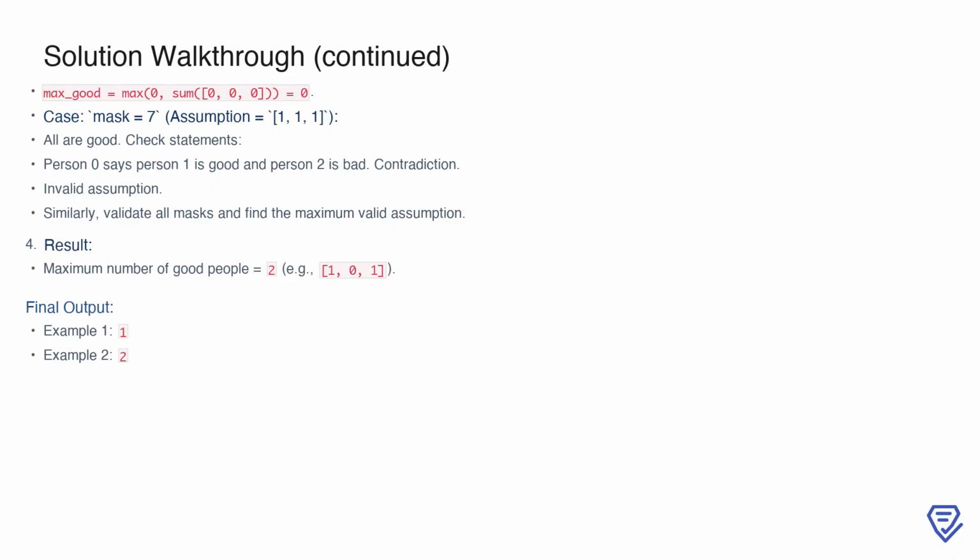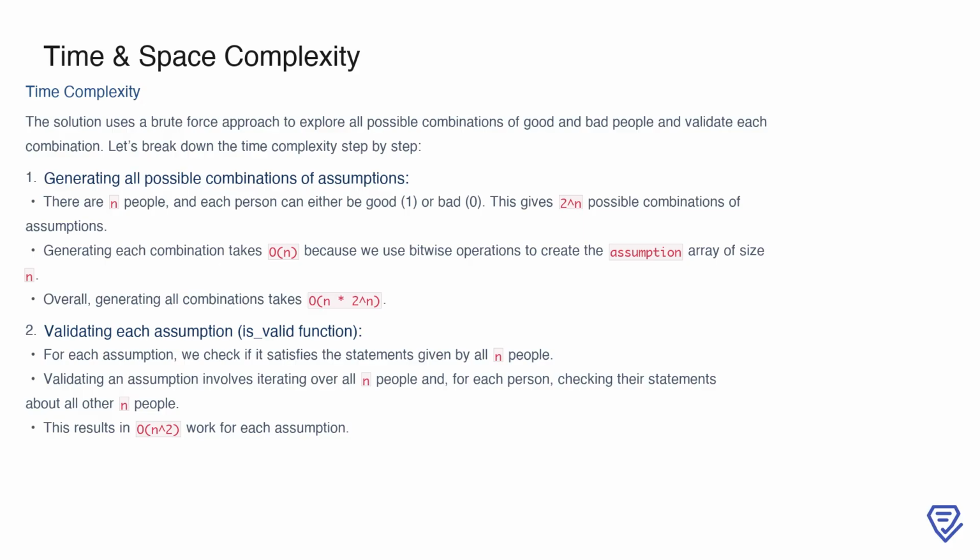The final results are, for example 1, the maximum number of good people is 1, and for example 2, it is 2. In this problem, we use a brute force approach to explore all possible combinations of good and bad people, and then validate each combination against the given statements. Let's first analyze how we generate these combinations.